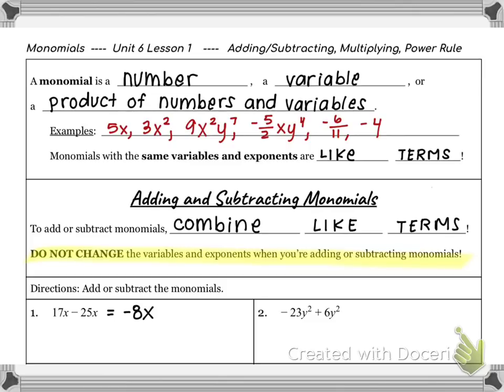And we're used to adding and subtracting with x's. But over here, you see how there's negative 23y squared plus 6y squared? Y squared, y squared, those are the same. So we can combine these two, negative 23 plus 6, that's negative 17, and we're just going to put the y squared on the end. We're just saying if we have negative 23 y squareds and we have positive 6 y squareds, that means we have negative 17 of this term of y squared.